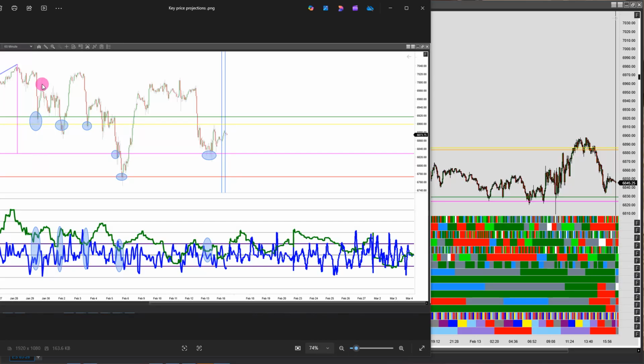The next one, we had a low on the blue line and a high on the green line. So we had an energy shift on both lines. The market came back to that yellow level and reversed out of there. The next one, same thing, back to that yellow level. We had a low on the green and the blue. The market bounced out of there.